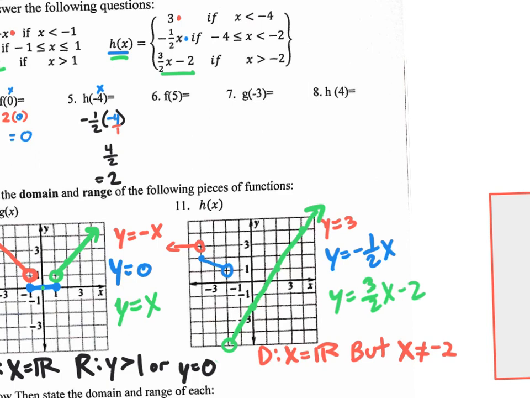Why is that? Because right here it exists, right here it exists, but when you get to here it's an open dot and there is no solid dot down here. It's like an open missing value. So at -2 on the x, it doesn't exist. So we're going to say the domain's all real numbers, but x cannot be -2.